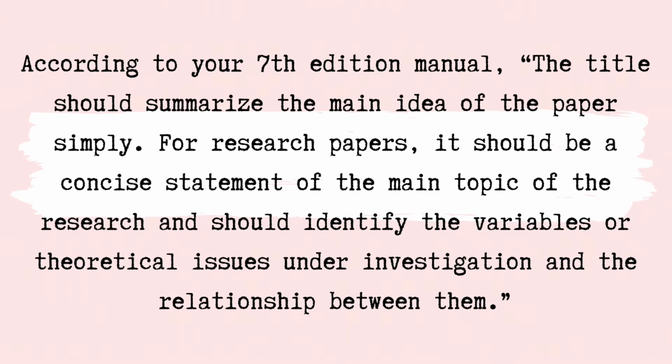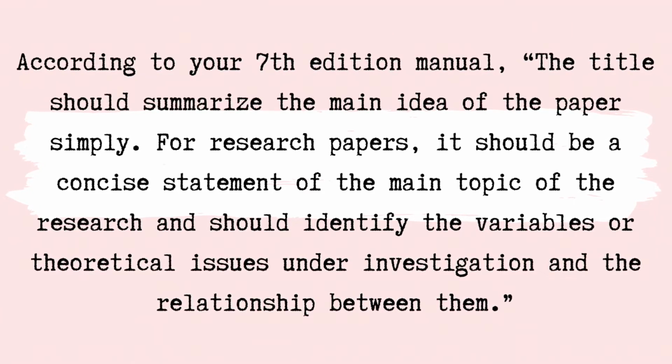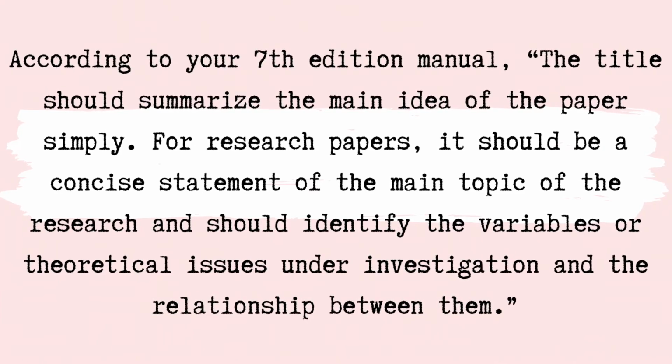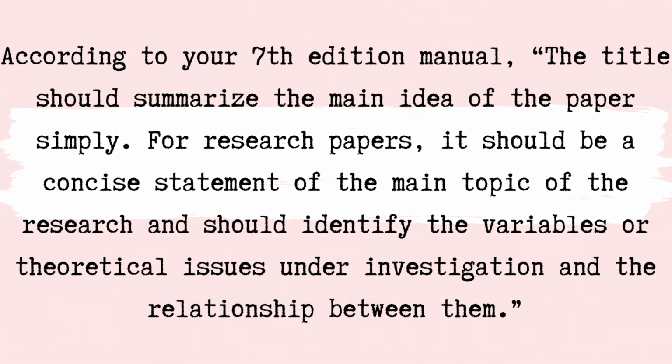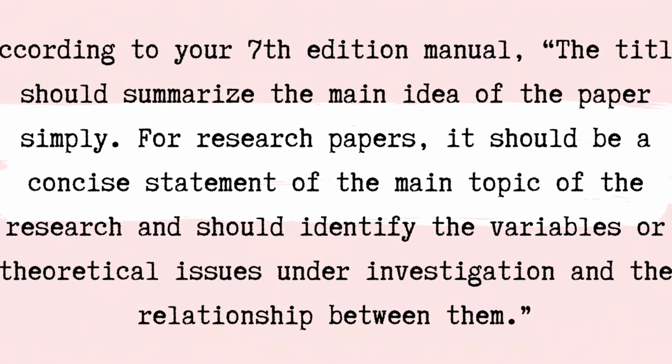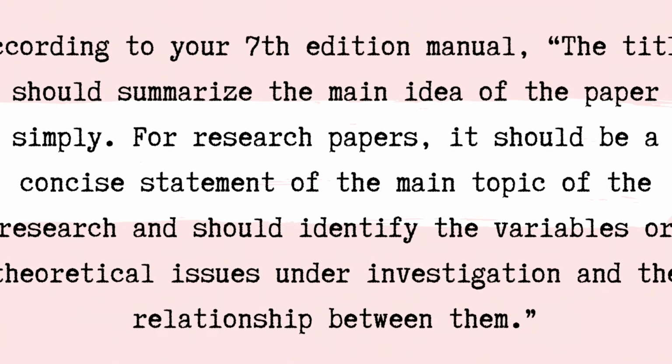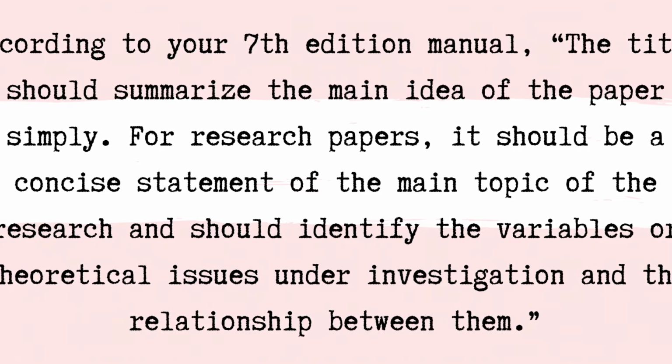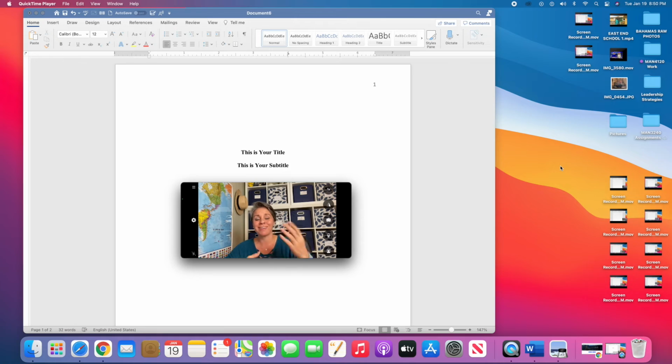According to your 7th edition manual, the title should summarize the main idea of the paper simply. For research papers, it should be a concise statement of the main topic of the research and should identify the variables and theoretical issues under investigation and the relationships between them. Now, in my class personally, I like when my students are creative with their titles, and I also try to get them to make them short, sweet, and to the point, right?